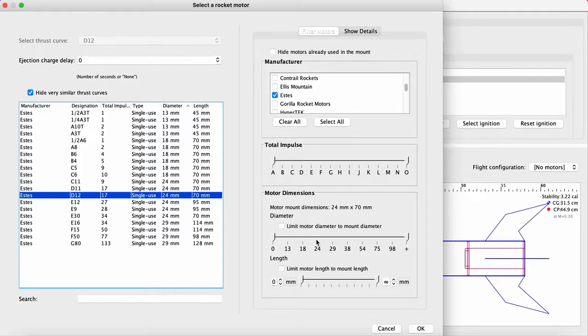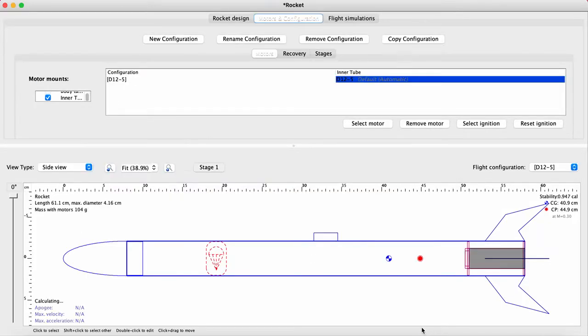And ejection charge delay, we said was 5 seconds. So we're going to put 5 seconds there. And I click OK. Cool. And now we're actually loaded with an engine. How cool is that?